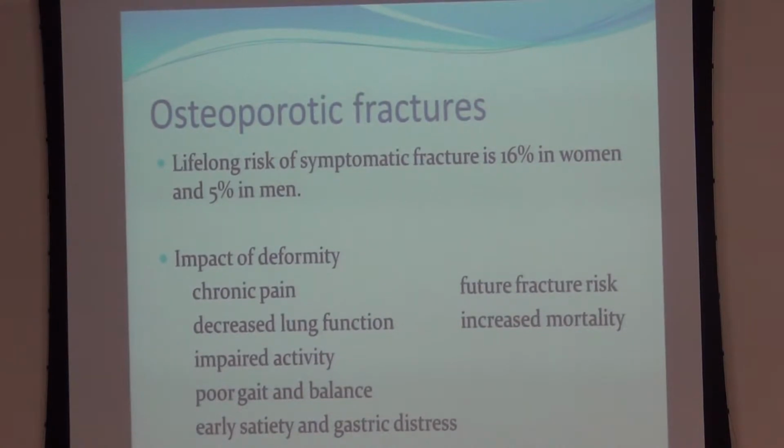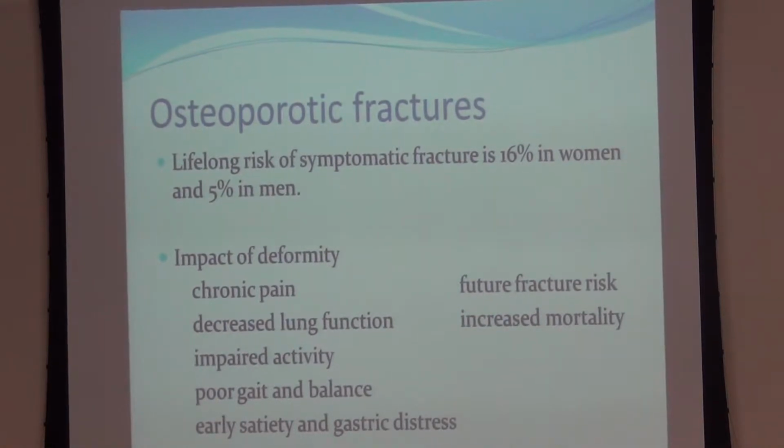Osteoporotic fractures are something that we would commonly see in the office here. The lifelong risk of these fractures can be fairly high, so up to 60% of all women will have a symptomatic osteoporotic fracture in their lifetime. Approximately 5% of men would have a symptomatic osteoporotic fracture in their lifetime.